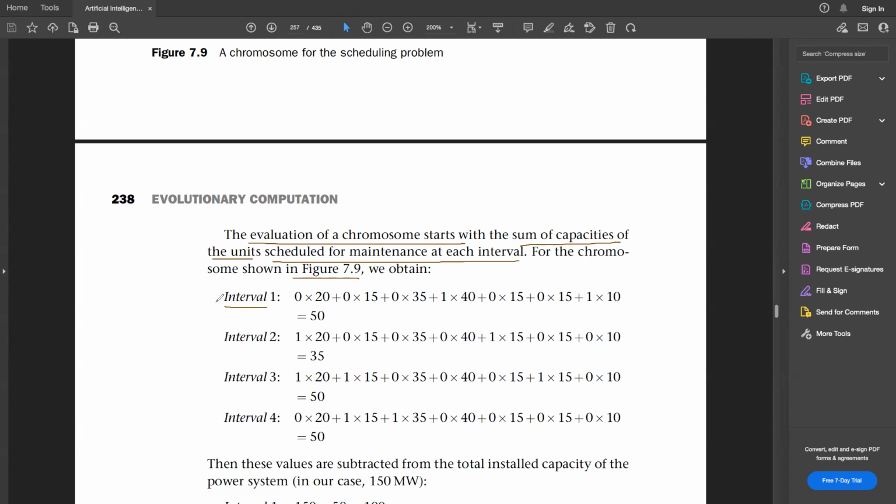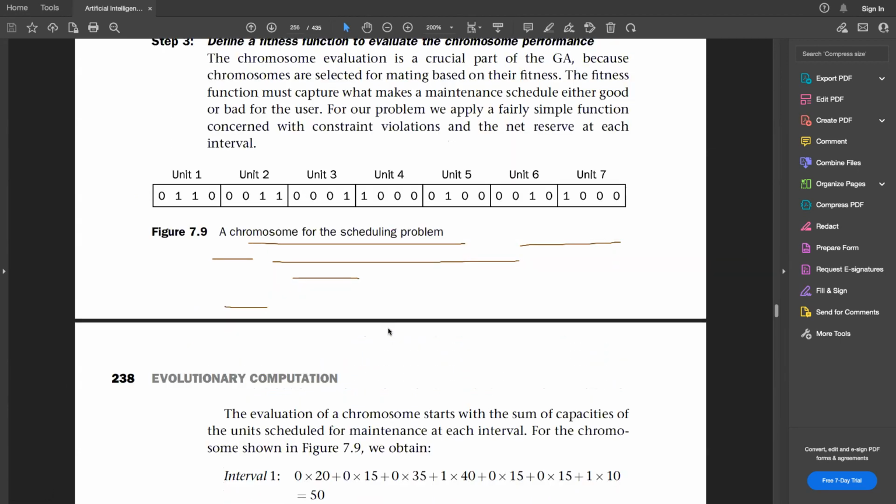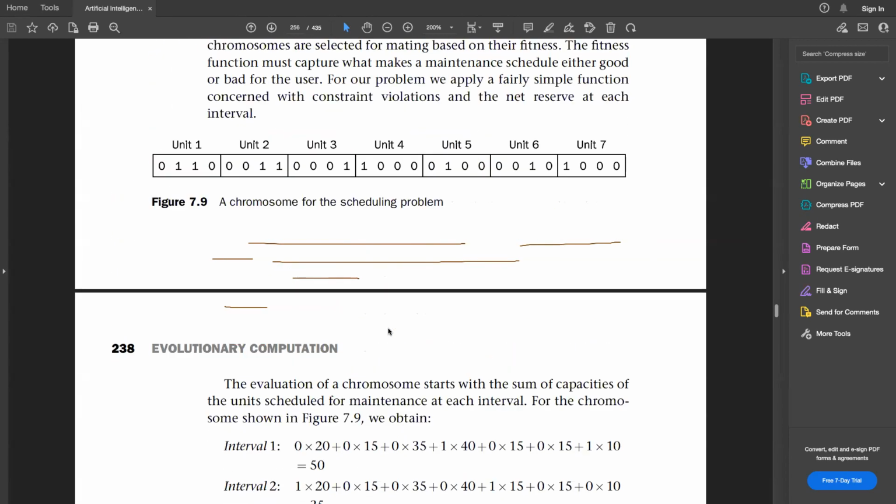interval 1, for example, if we go back to, let me get this here. So this is interval 1. For unit 1, it is not scheduled. Unit 1 has 0 in interval 1. Unit 2 has 0 in interval 1. Unit 3 has 0. Unit 4 has 1. Okay. Unit 5 has 0. Unit 6 has 0. Unit 7 has 1.